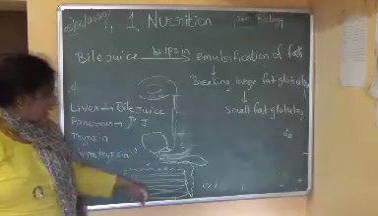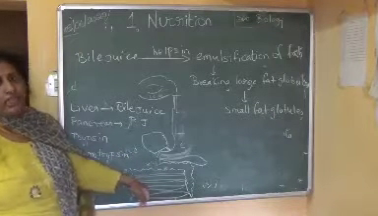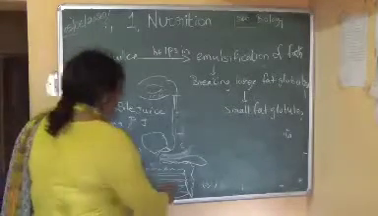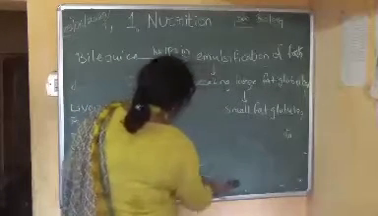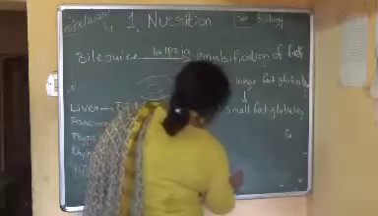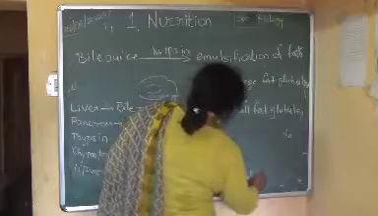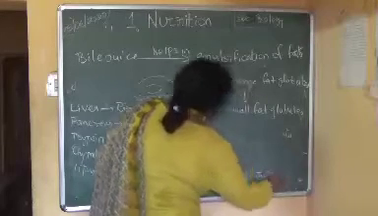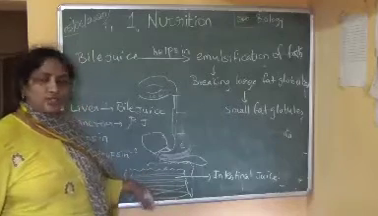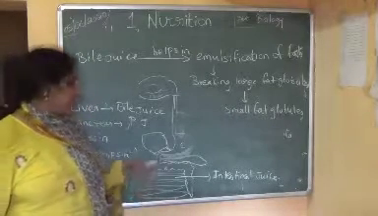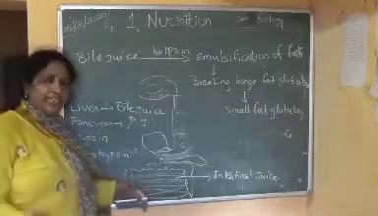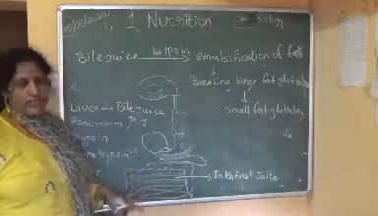Now the food enters into the small intestine. The small intestine also secretes intestinal juice, which is also called succus entericus. This intestinal juice also contains several enzymes which help in complete digestion of the food. So complete digestion occurs in the small intestine.